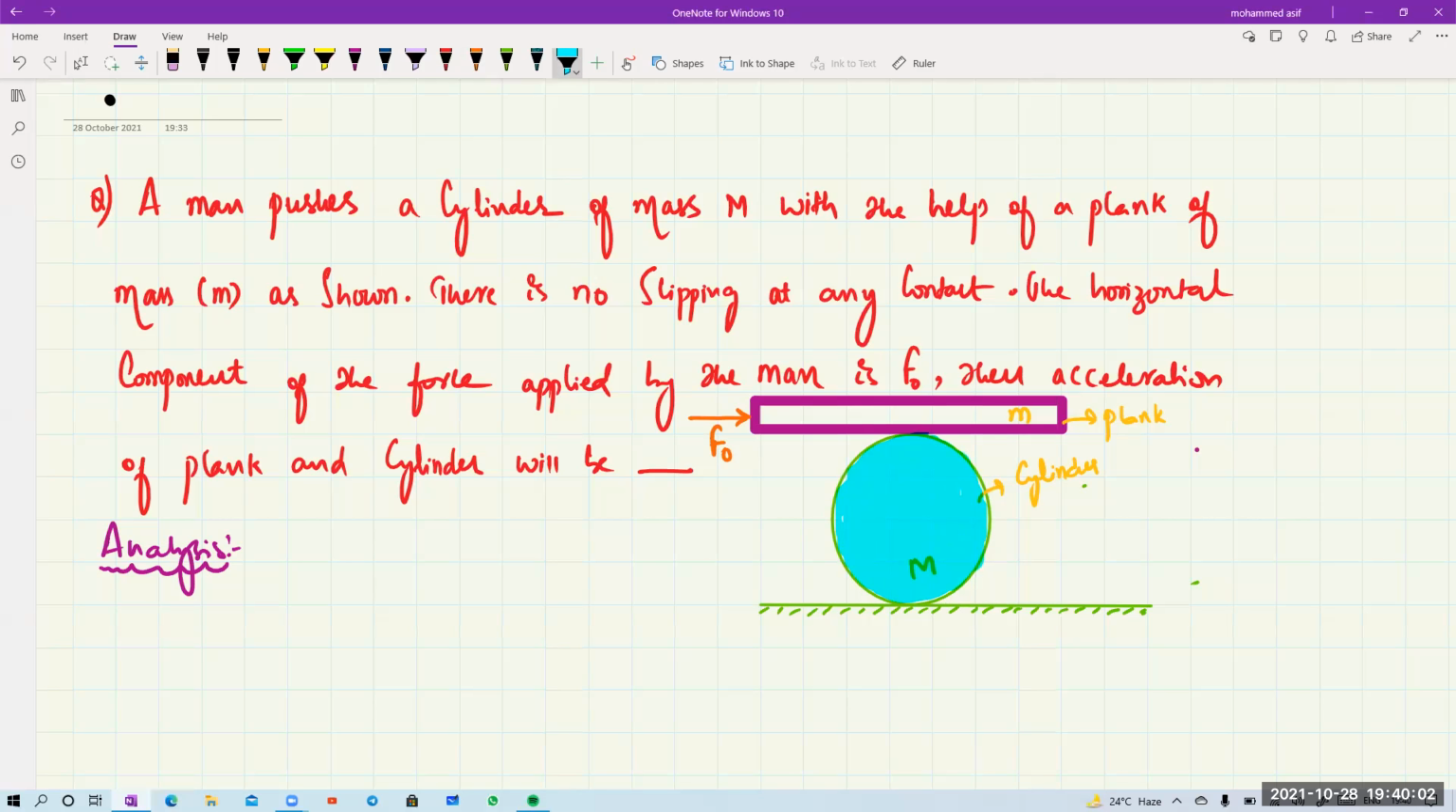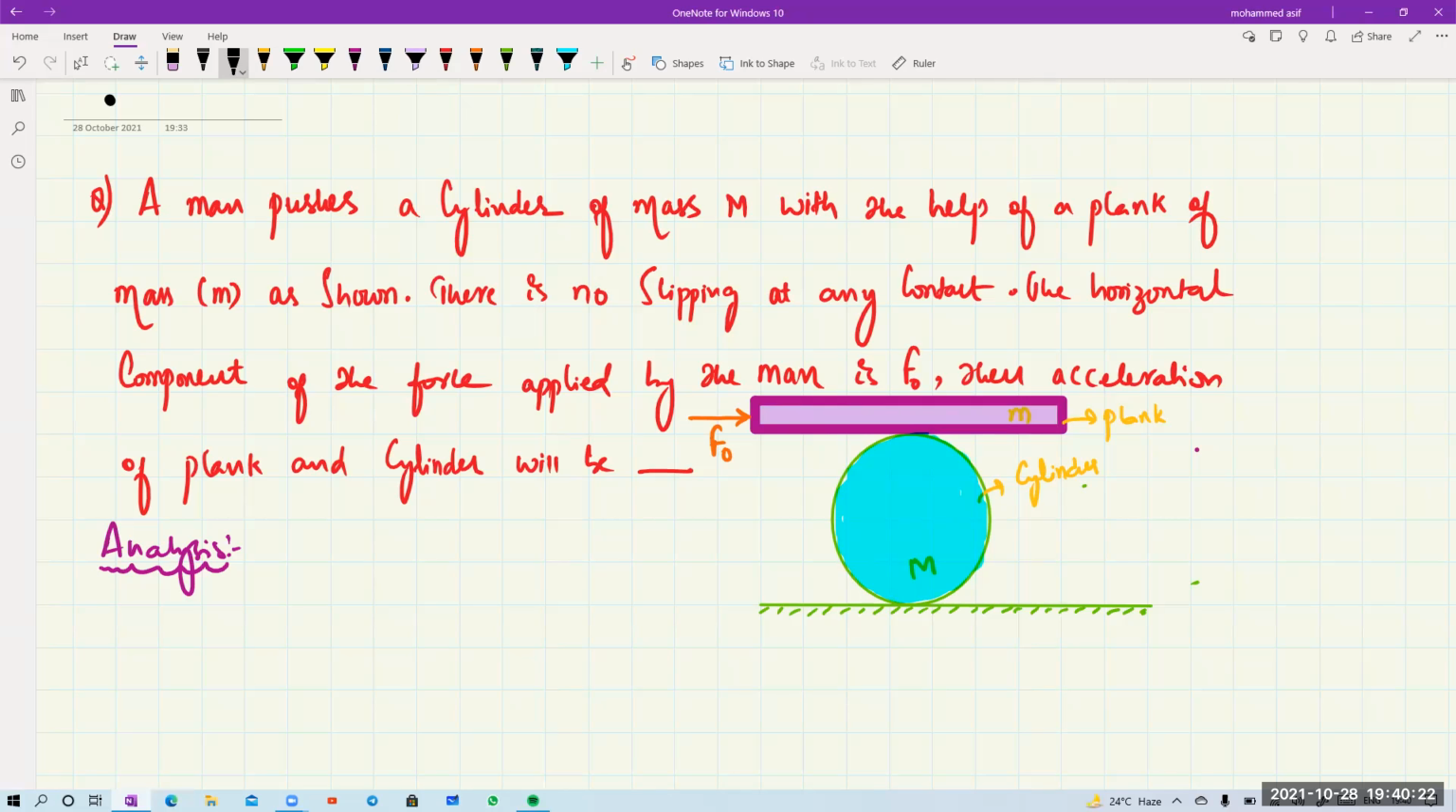With the help of a plank of mass small m. So this is your plank, which has a mass of small m. So a man pushes a cylinder of mass capital M with the help of a plank of mass small m as shown in the figure, and there is no slipping at any contact.